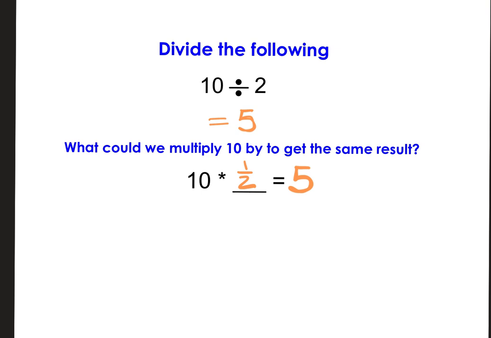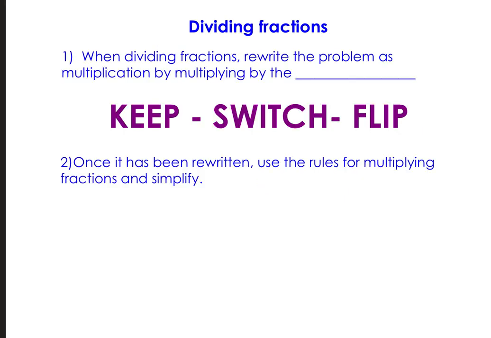And hopefully you're noticing that 2 and 1/2 are similar numbers, right? 2 is really 2/1, and then you have 1/2 down here, and if you look, these are what are called reciprocals of each other. So we can change division into a multiplication problem by using this idea of a reciprocal and multiplying by the reciprocal instead. And so that's what we're going to do as we start dividing fractions.